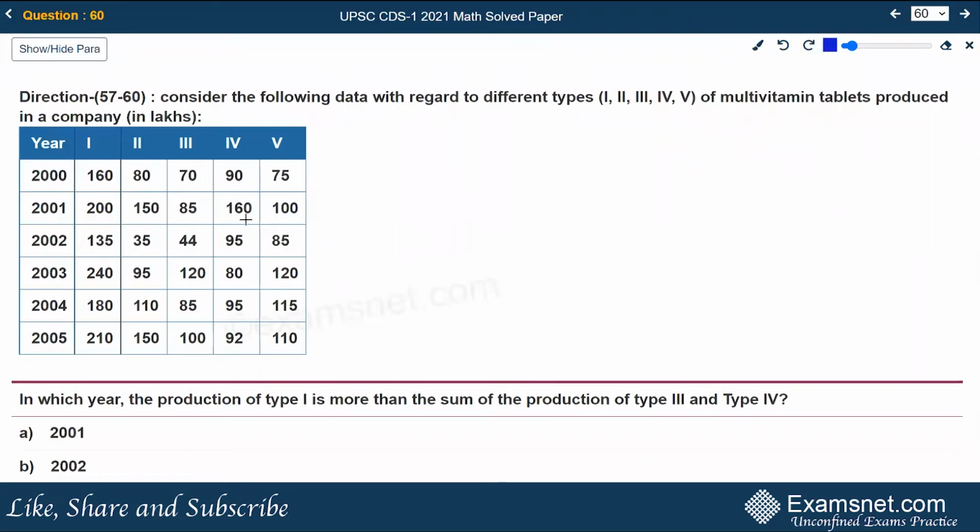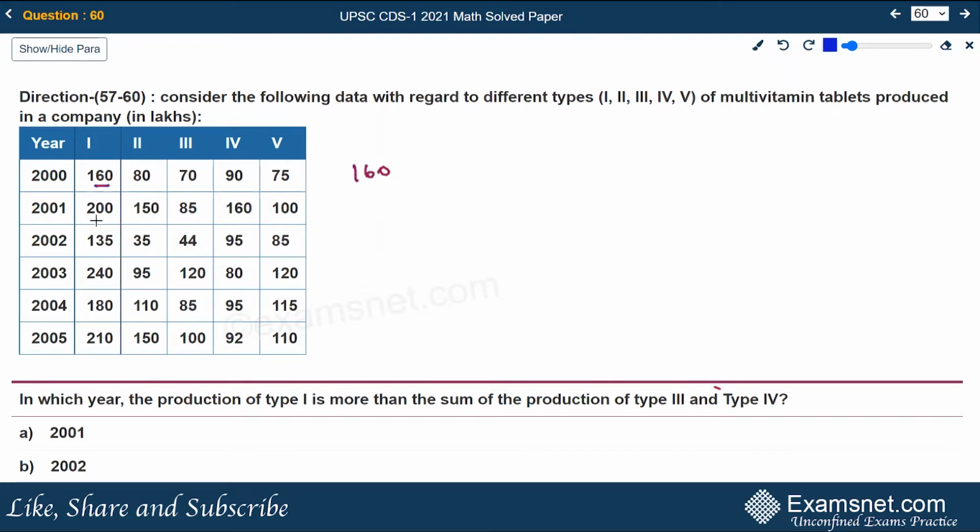In question number 60, this is again a continuation of the previous one. Here we need to find in which year the production of type 1 is more than the sum of the production of type 3 and type 4. We will check all the years individually. For 2000, the production in type 1 is 160. But the sum of the production of type 3 and 4 is 70 plus 90, that is 160. So it's equal, not more than.